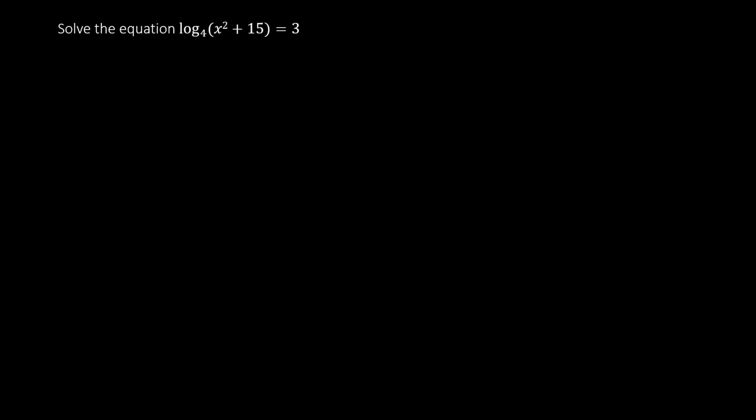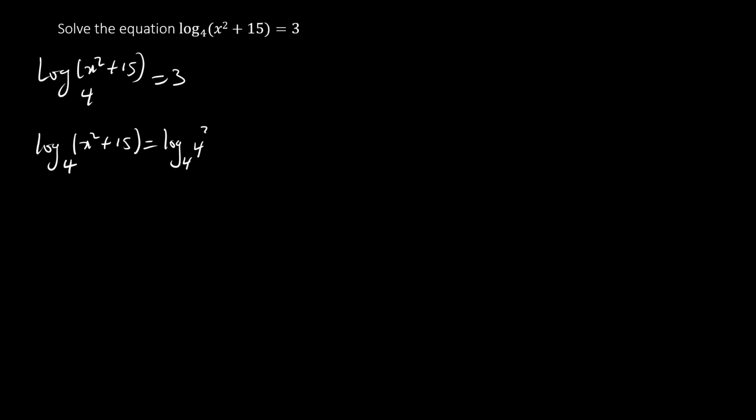Now let's look at another example. Here we have log of x squared plus 15 to the base of 4 equals 3. So this can be written as log to the base of 4 of x squared plus 15 equals log 4 to the power of 3. This cancels out and we have x squared plus 15 equals 4 to the power of 3. So what is 4 to the power of 3? This is x squared plus 15 equals 64.